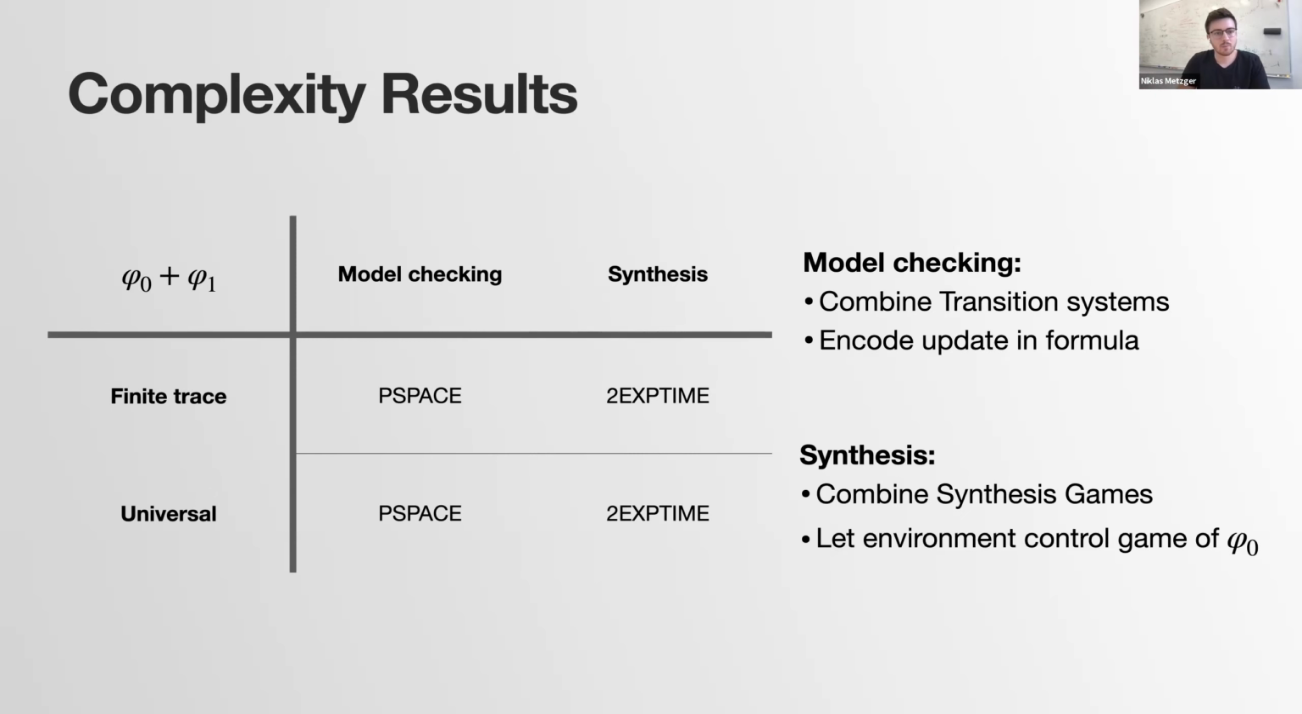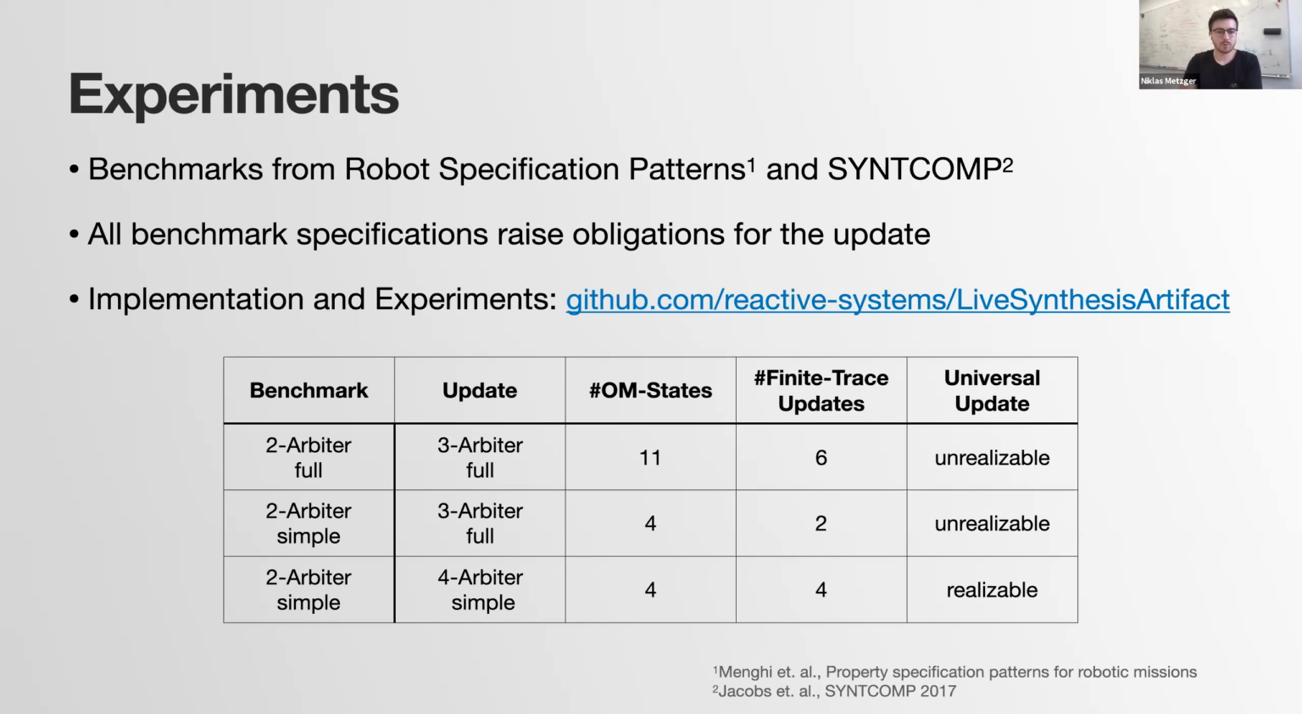Okay, we implemented all of this. So we implemented the obligation monitor for a specification and an implementation, and then synthesized solutions for our update problems. We used the benchmarks for robot specification patterns and from the synthesis competition. And of course, all these benchmark specifications that we updated from and to raised obligations for the update. And the most interesting thing here is it really differs from specification to specification. So I only picked 3 examples here.